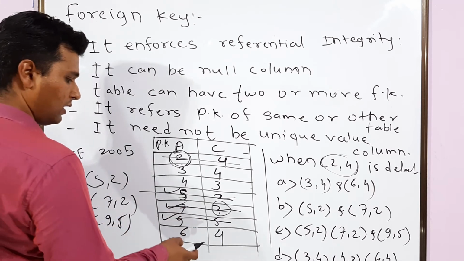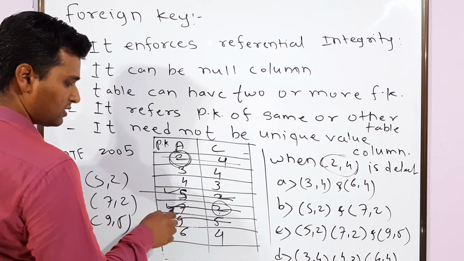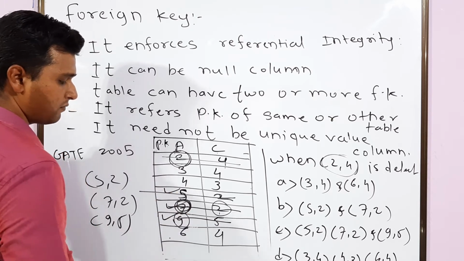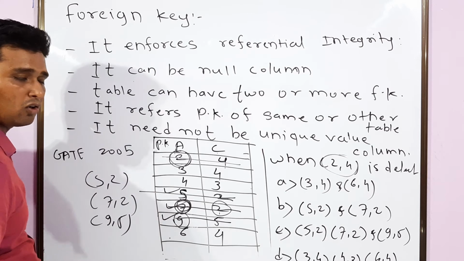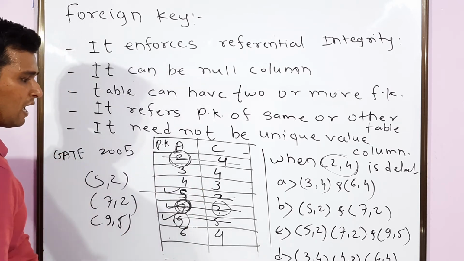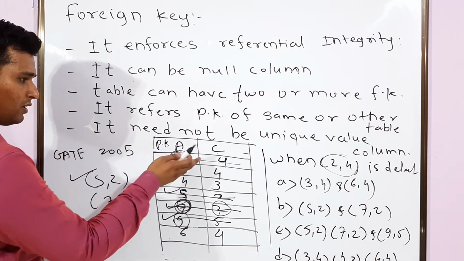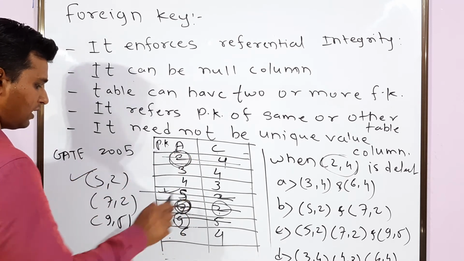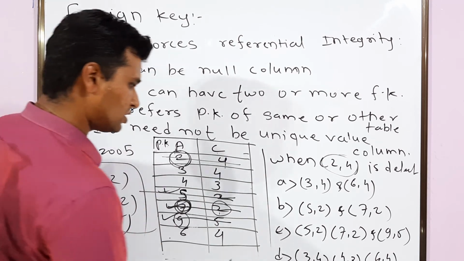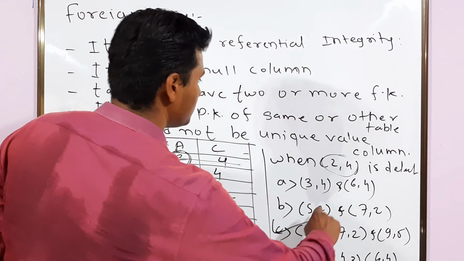Now I have 6, 4. Can you get 7 here? You don't have 7. Can you have 9? You don't have 9. So 7 and 9 cannot cause a violation of referential integrity. So for keeping referential integrity, after 2, 4, I must delete 5, 2, 7, 2 and 9, 5. This is the answer for this GATE question, and it is option 5, 2, 7, 2, 9, 5. This is option C.